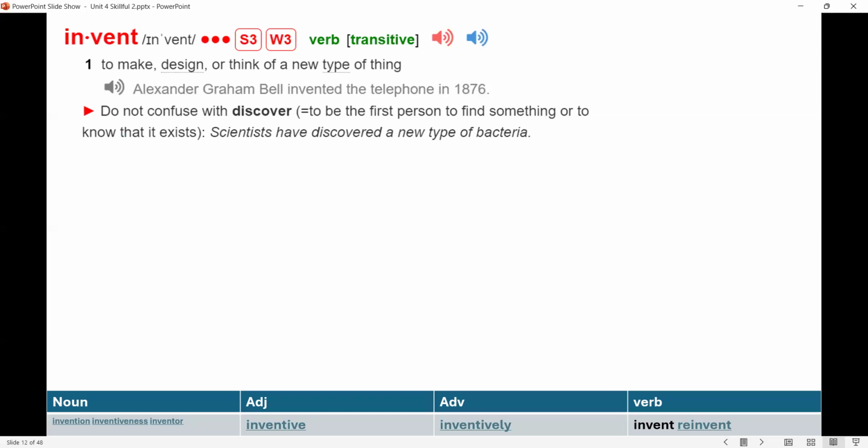Invent. Invent means to make, design, or think of a new type of something. Alexander Graham Bell invented the telephone in 1876. Do not confuse this word with discover. When somebody discovers something, that person is the first person to find something or to know that it exists. Scientists have discovered a new type of bacteria, or Columbus discovered America for the first time.